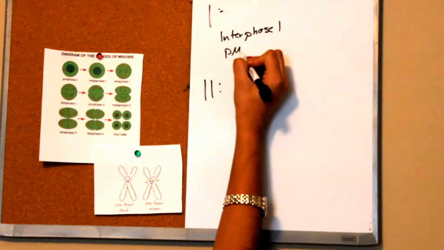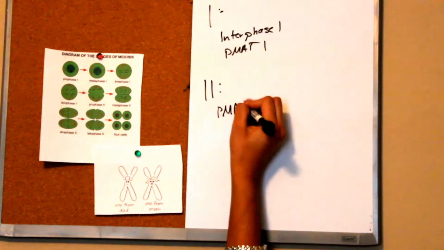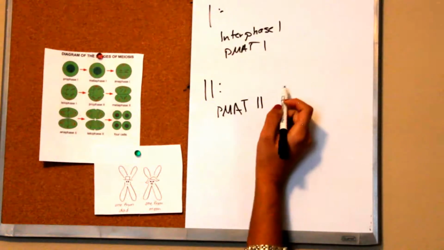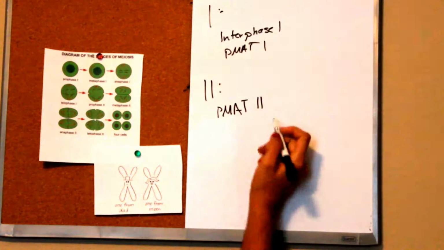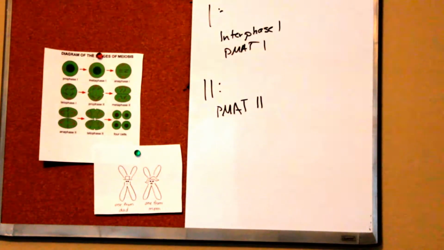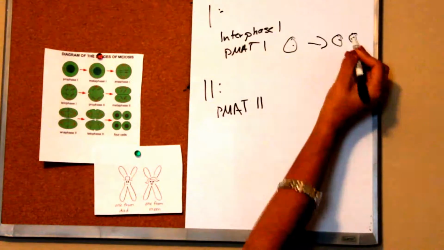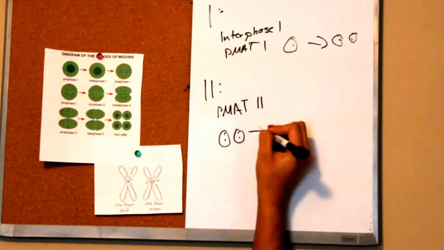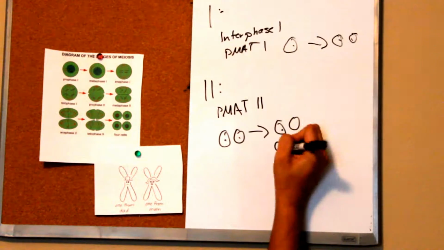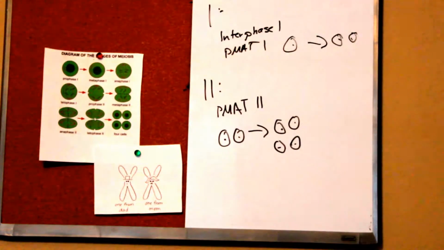So in meiosis 1, there's interphase 1 and then there's PMAT 1, which is prophase, metaphase, anaphase, and telophase 1. But in meiosis 2, there is only PMAT 2. In meiosis 1, one cell creates two cells. In meiosis 2, two cells create four cells. So by the end of this, we have four unique cells.